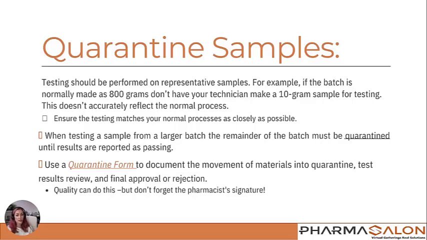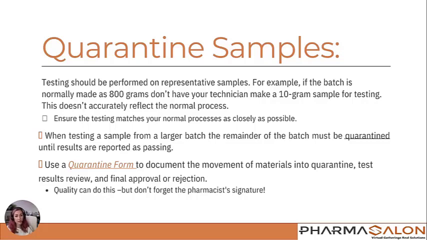You want your testing to be an accurate reflection of the processes you normally follow. You normally make a batch of 300 capsules. Don't have the technician make 30 capsules. Have them make 300 and just quarantine the batch until their results come back. When you're testing a sample from a larger batch size, the rest of the sample has to go into quarantine. You don't want to risk having a recall, so just put it in quarantine until those results come back.